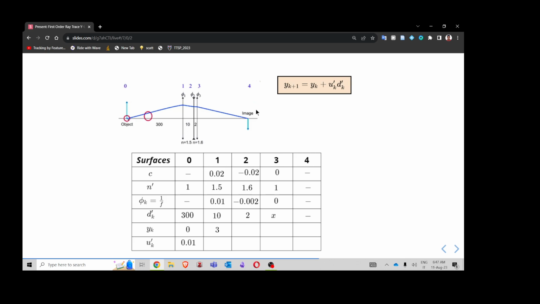And now we need to find the exit angle. For example, here if you draw the optical axis, I'm not able to draw it straight, but I hope you understand. So what is this angle? This is the exit angle. Then we have this formula.